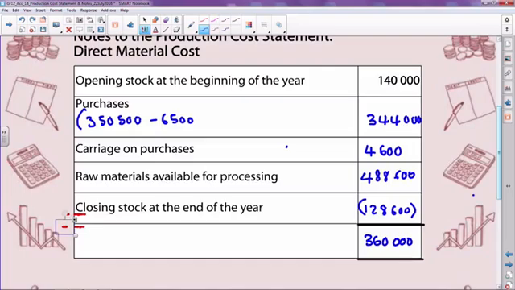So once again, grade 12s, note, you take your purchases and look at adjustments in your purchases. Show your calculations in brackets. Add other components of your purchases like carriage and purchases, etc. Add it together, subtract your closing stock at the end of the year, and this will be your direct materials cost. Okay, next one.